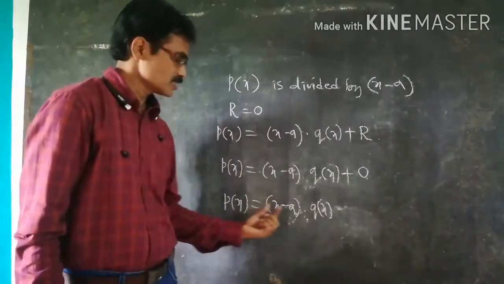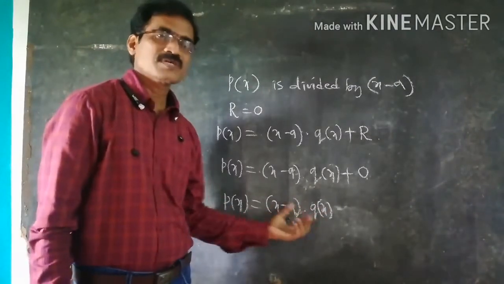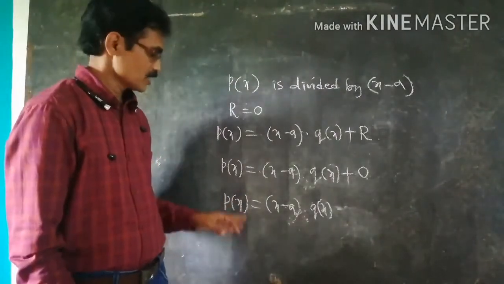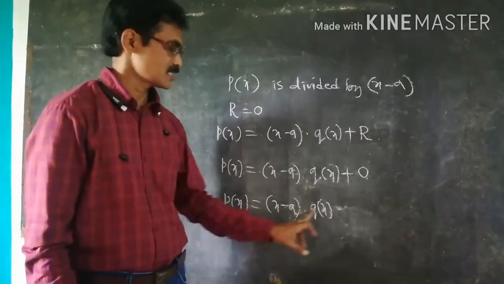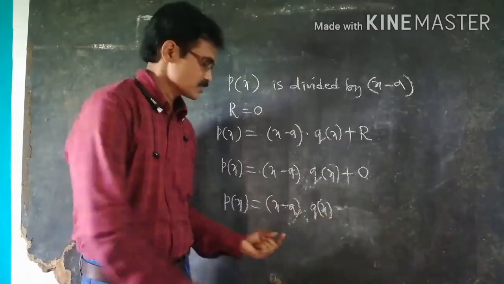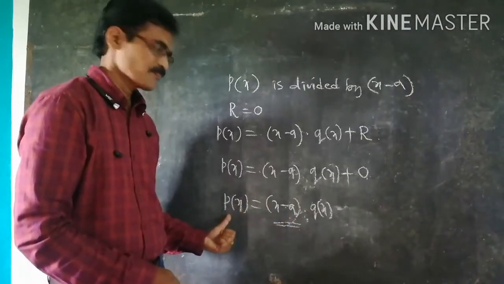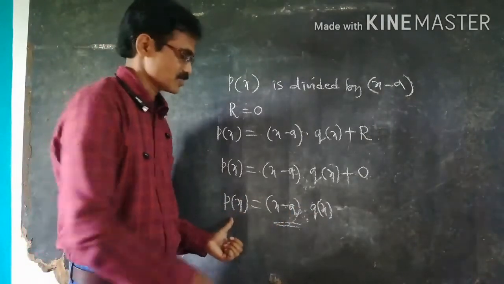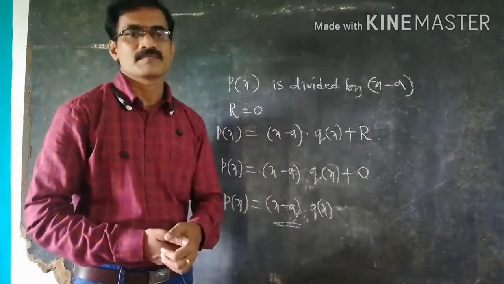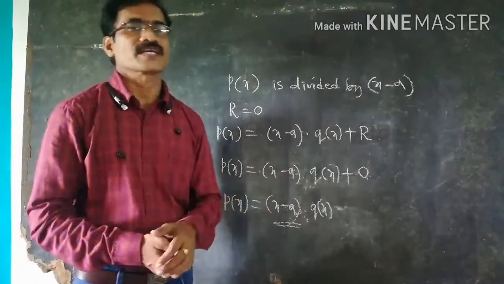If a number is written as the product of two numbers, then the two numbers are factors of the given number. It is known to you already. So now the polynomial p of x is written as the product of two polynomials. So these two polynomials must be factors of the polynomial. So x minus a is also a factor of the given polynomial. So this is proved. This is the factor theorem.